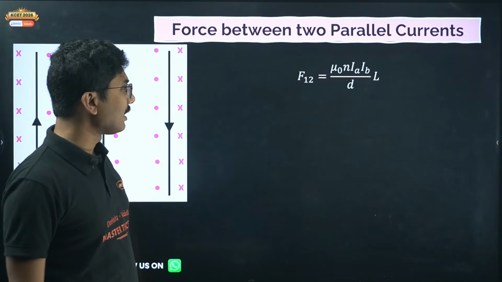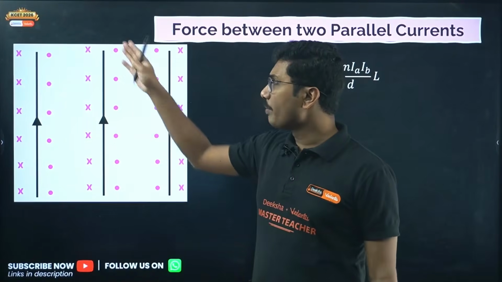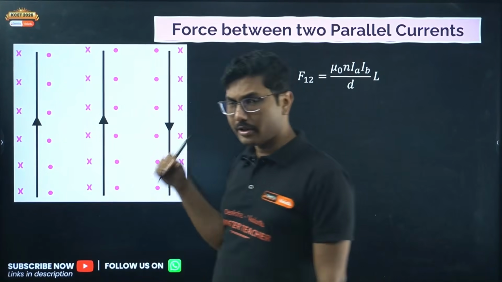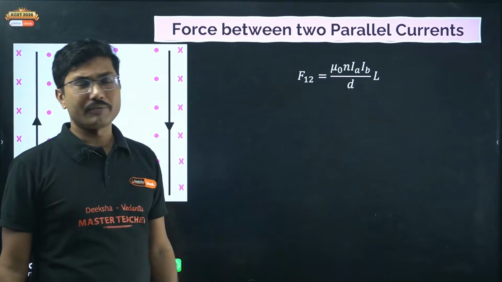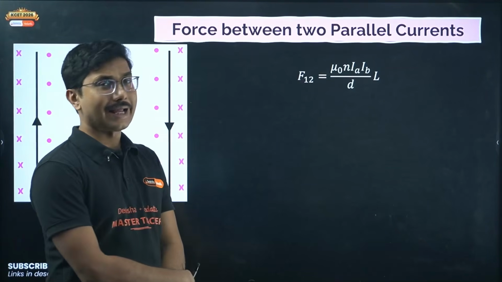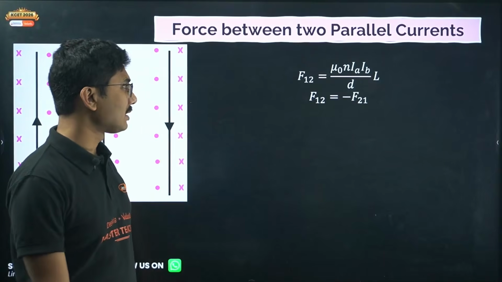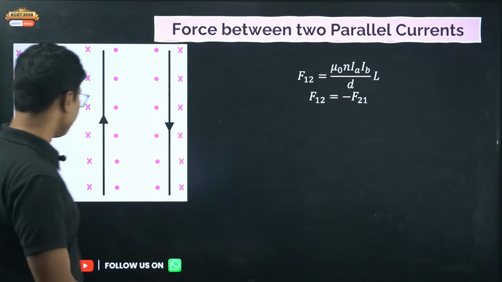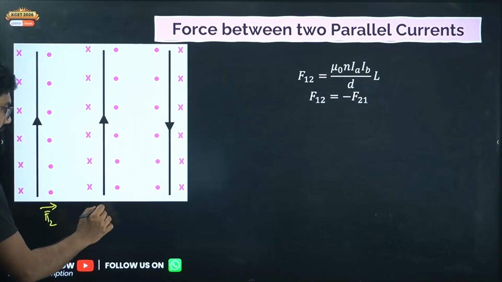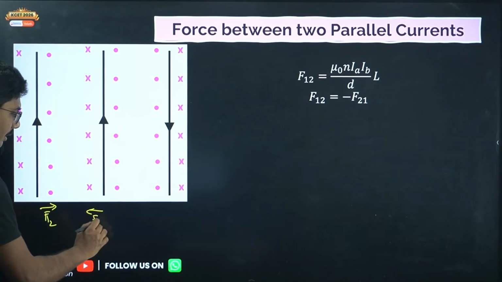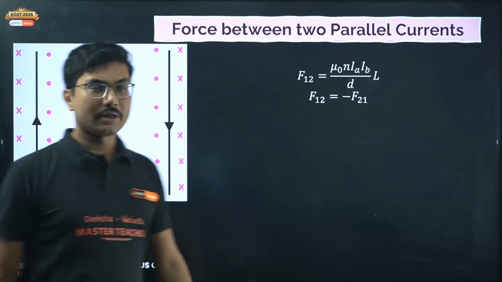Force between two parallel currents. When we have two parallel currents in the same direction or in opposite direction, there is a force between them, and the general formula for this is mu naught Ia Ib by 2 pi d into L. Again, the derivation I have done in Brahmastra. And if you say the force on this one is F12 and this is F21, then by Newton's third law of motion, these forces have to be equal and opposite.